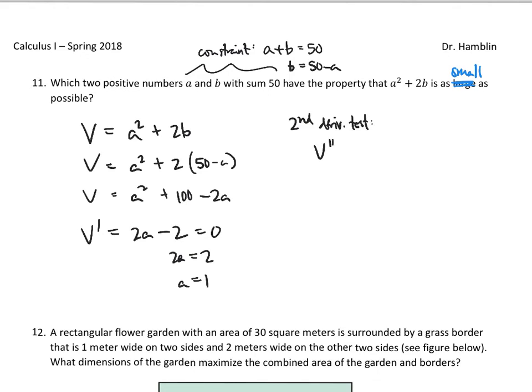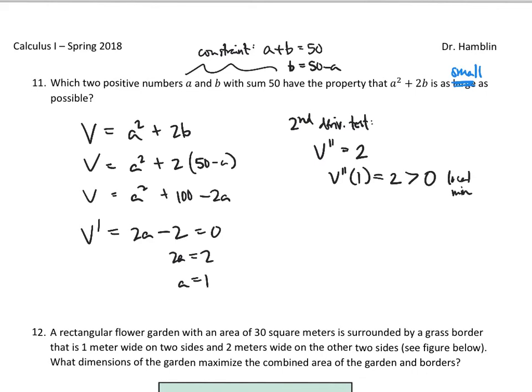I'm going to take v double prime, which is just 2. The derivative of 2a is 2, minus, and the derivative of 2 is 0. And now when I plug in my critical point, I plug in 1. Well, there aren't any a's to plug into, so I just get 2. And since 2 is positive, that means that we have a local min.